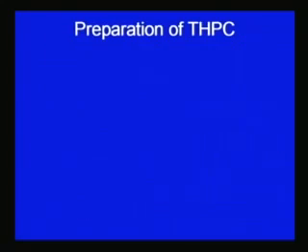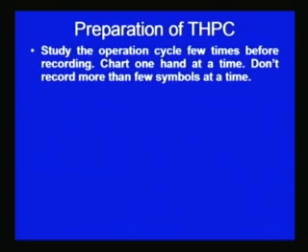For preparing the chart, the operation cycle is studied a few times before starting the recording, and one hand is charted at a time. Do not record more than a few symbols at a time. This will help to record each element with clarity in the two-hand process chart.